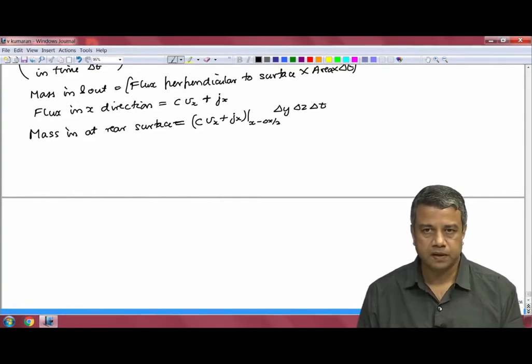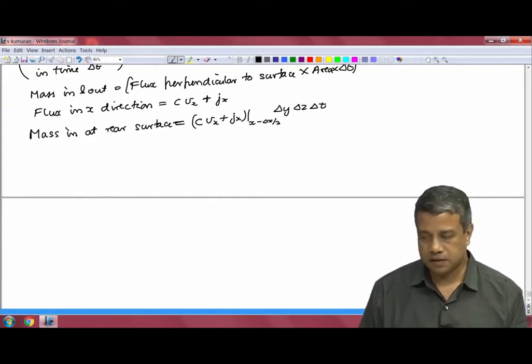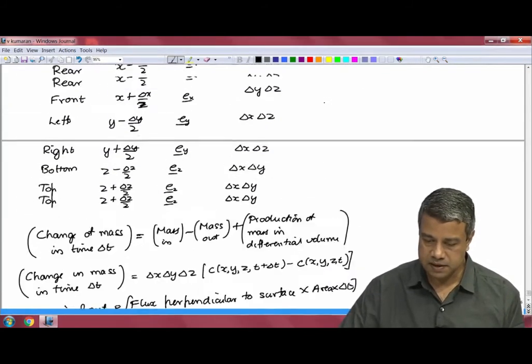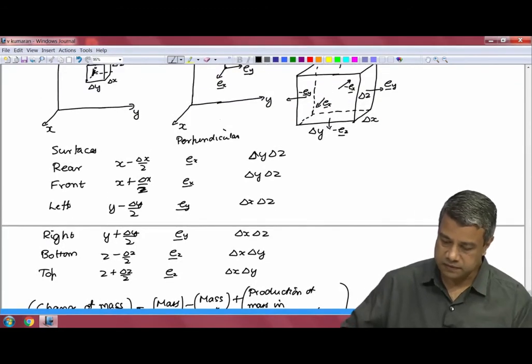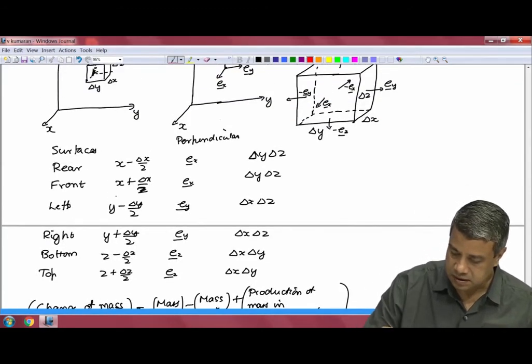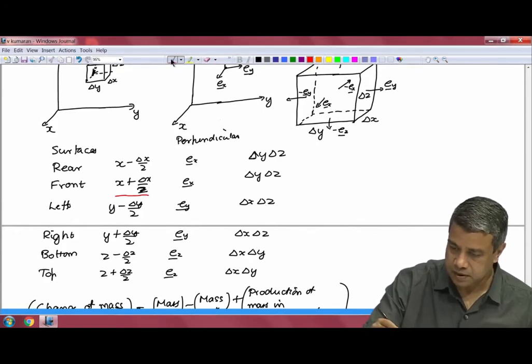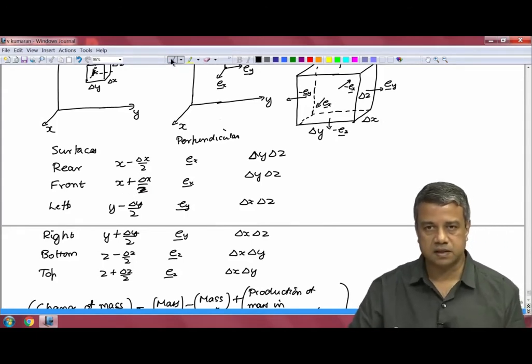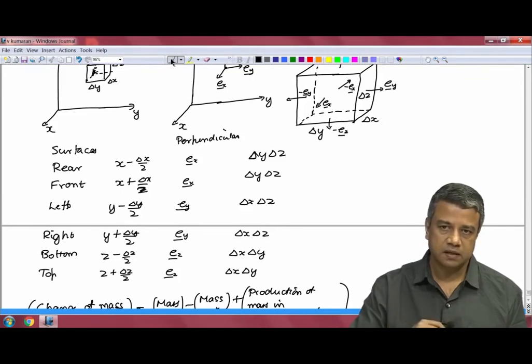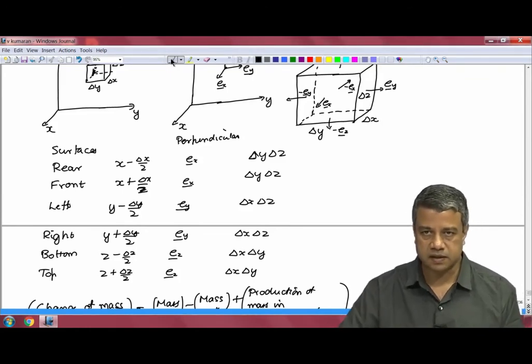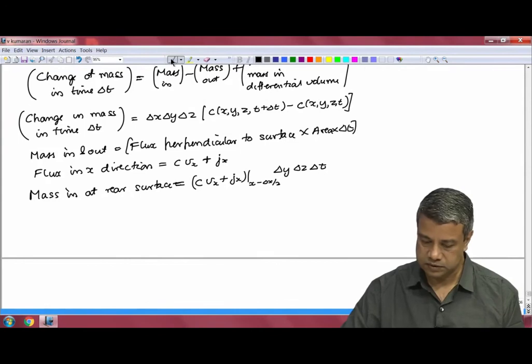For the front surface, which is at the location x plus delta x by 2, a positive value of the flux means that the flux is in the positive x direction. That means that the flux is leaving the volume at the front face. At the rear face, if it is in the positive x direction, it is entering the volume. At the front face, if it is in the positive x direction, it is leaving the volume.